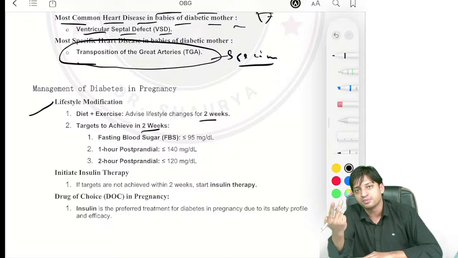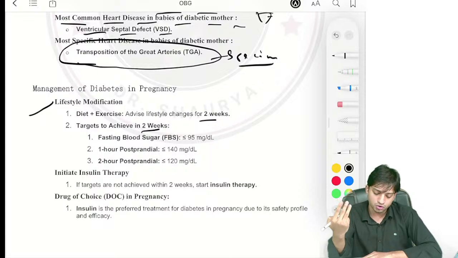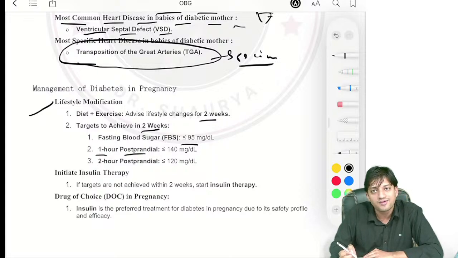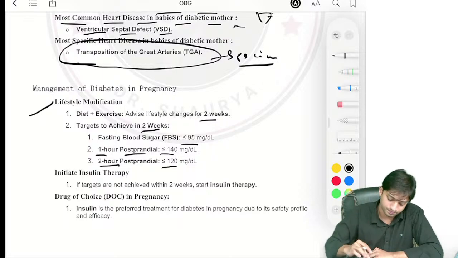1 hour postprandial blood sugar level, you will have to bring it down, and 2 hour postprandial level you will have to bring down. So have a look. Fasting, you have less than 95. 1 hour postprandial is less than 140. 2 hour postprandial is less than or equal to 120.